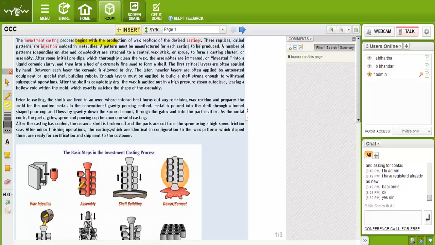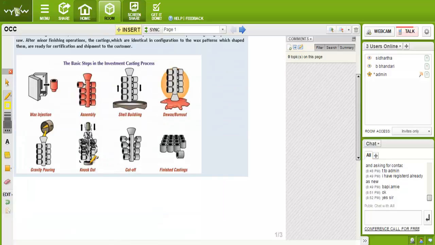These replicas, called patterns, are injection molded in metal dies. A pattern must be manufactured for each casting to be prepared. A number of patterns are attached to a central wax stick. See, better we first learn this.